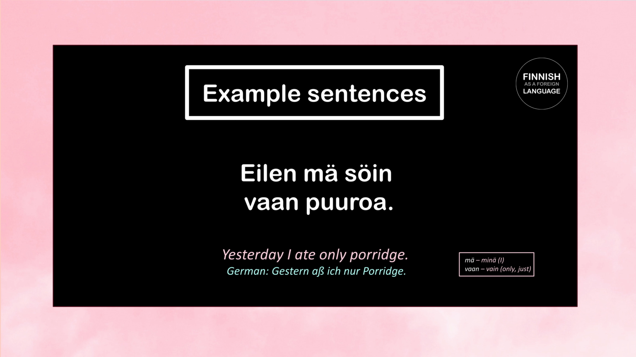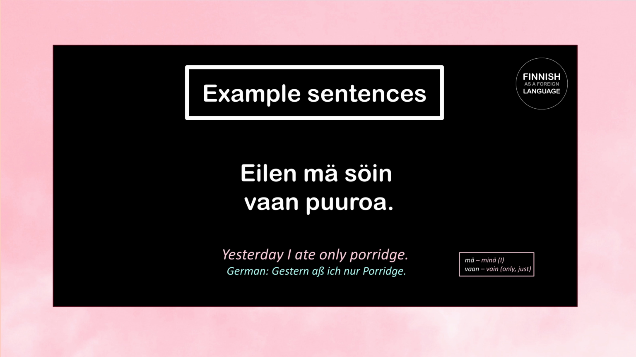Eilen mä söin vaan puuroa means yesterday I only ate porridge. So eilen means yesterday. Mä is the puhekieli version of minä, which means I. Söin is the first person singular past tense of the verb syödä, which means to eat. Vaan here is actually the puhekieli version of vain, which means only or just, and puuroa means porridge, standing here in the partitive case because again we're talking here about an uncountable amount of porridge. So let's repeat. Eilen mä söin vaan puuroa. Yesterday I only ate porridge.